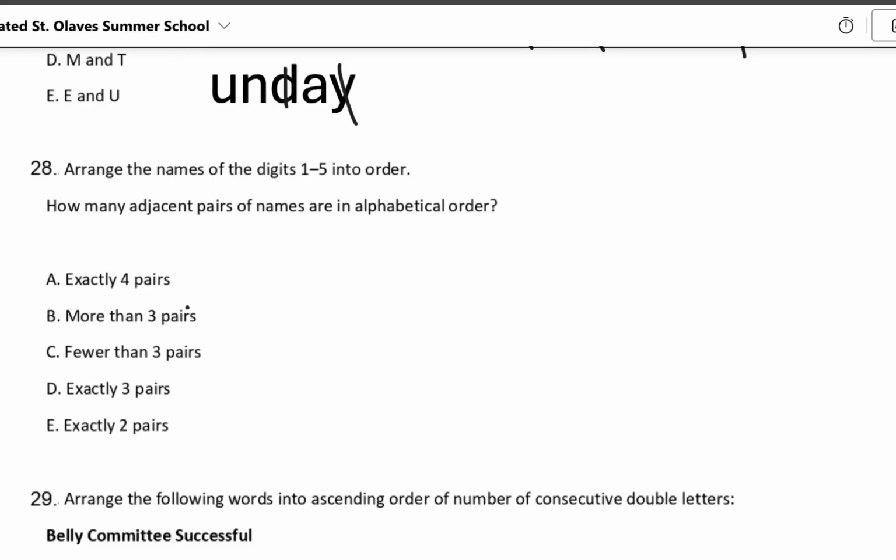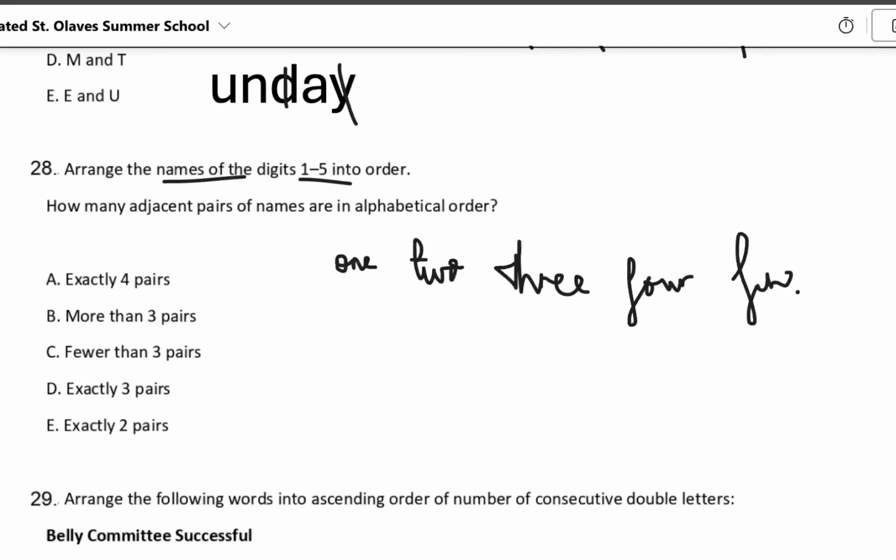We are going to order the digits 1 to 5 in order. Let's write them down. 1, 2, 3, 4, and 5. How many adjacent pairs are next to each other?